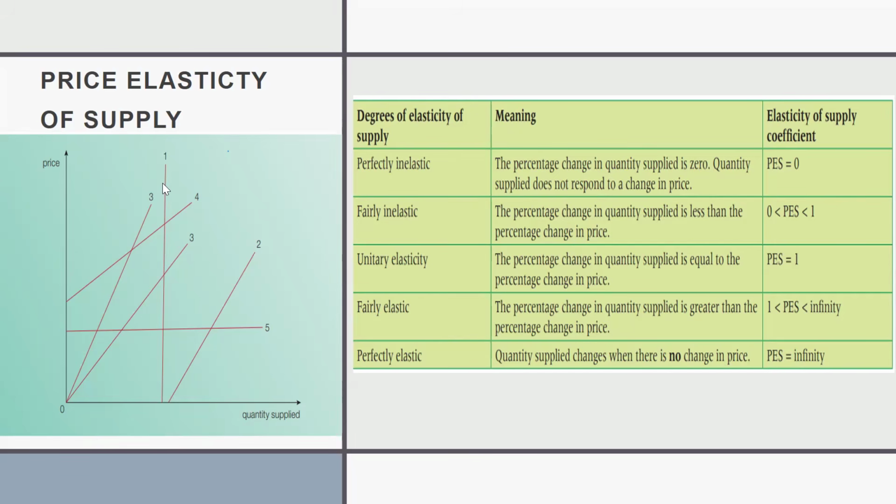These are the graphs here. The first one, perfectly inelastic, is completely vertical. The second one, fairly inelastic, is closer to vertical than it is to horizontal. 3, unitary elastic, will go straight up the middle. 4, fairly elastic, will be closer to horizontal than vertical, sorry. And 5, perfectly elastic, will be a straight horizontal line.